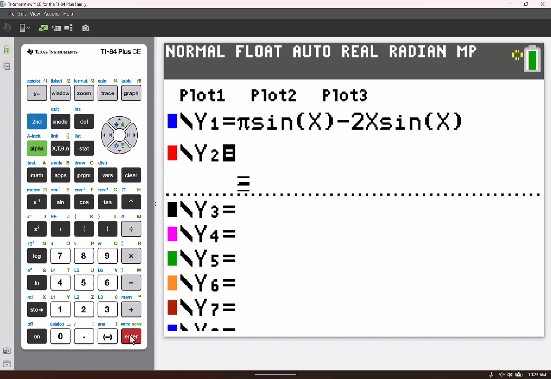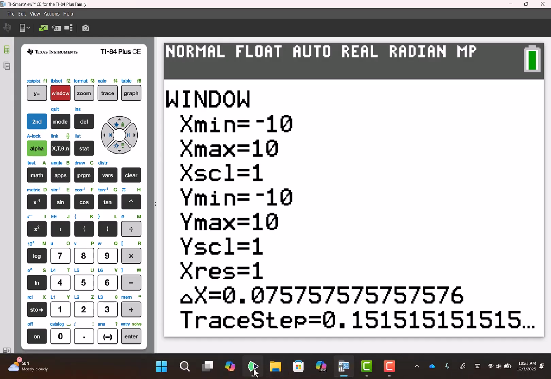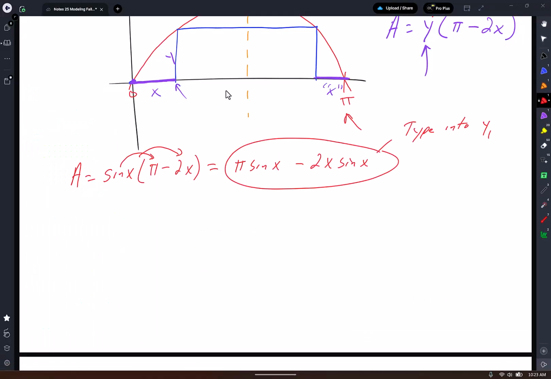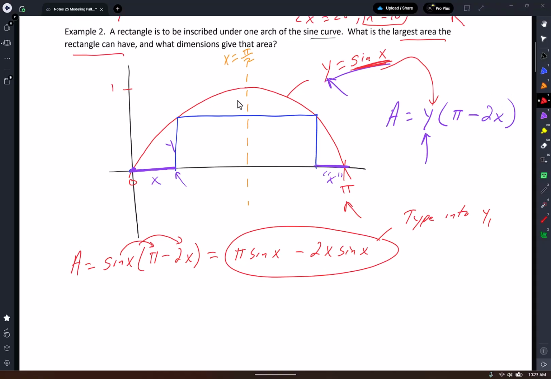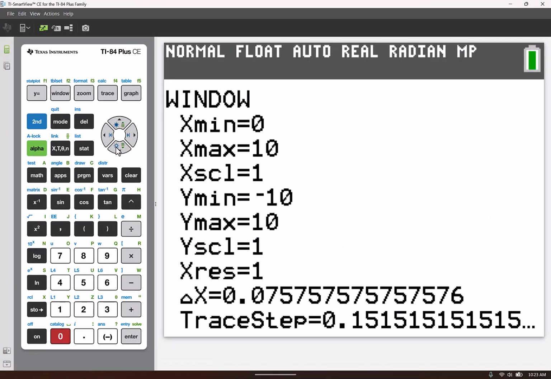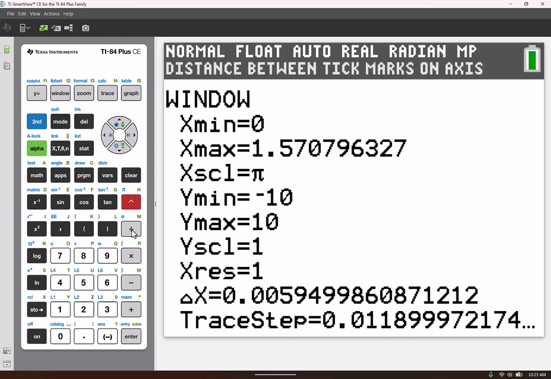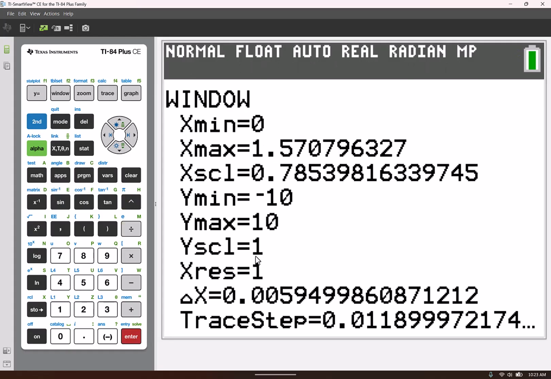Cool or not cool? Okay, now push window. You're only looking between 0 and pi. As a matter of fact, you're only looking at the biggest x can be, so you make a restriction between 0 and pi over 2. If you're at any of those extremes, you don't have a rectangle, right? 0 to pi over 2. X scale, pi over 4. Why did we put pi over 2 on the x? Because if you're at pi over 2, you don't have a rectangle.